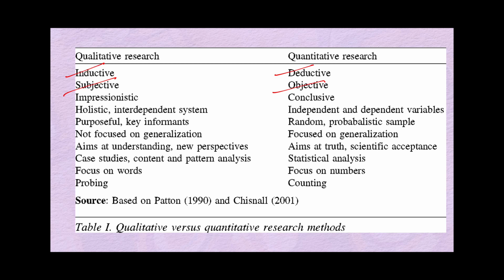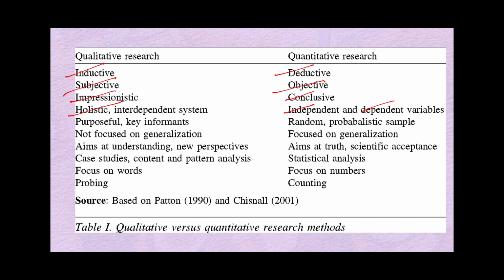So for qualitative research, again, it really looks at distinctions, impressions and insights. While for quantitative research, we aim for conclusions, we aim for generalizations. But for qualitative research, we don't generalize. And then for qualitative research, we're looking at holistic and interdependent systems. So we're looking at larger, more broad-based constructs. But for quantitative research, we really specify what are the independent and what are the dependent variables.